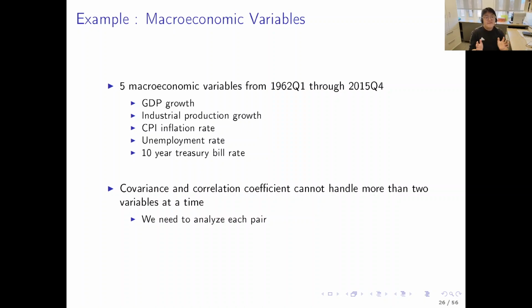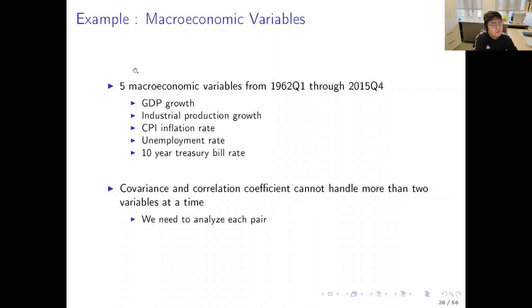Okay, so we defined what is the covariance and what is the correlation coefficient. We learned how we calculate them, and the idea is the covariance captures the sign, the direction of the relationship, and the correlation coefficient is a standardized covariance to capture the direction and the strength at the same time. And now we are going to extend the analysis to more than two variables.